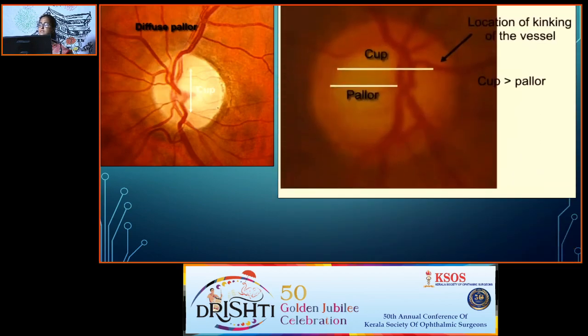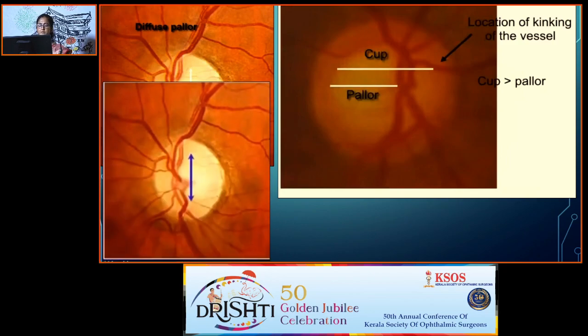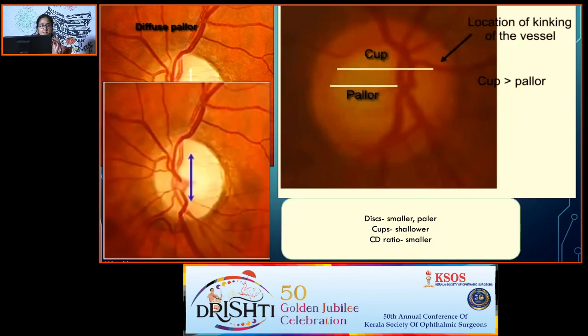What is this disc? Here you can look for the location of the kinking vessel. Here the cup is more. Cup is more than the pallor. This is also a glaucomatous cup. But what is seen here is the disc is very small, but it is paler. Cups are shallower. CD ratio is smaller. This can be more likely an acute congestive glaucoma.